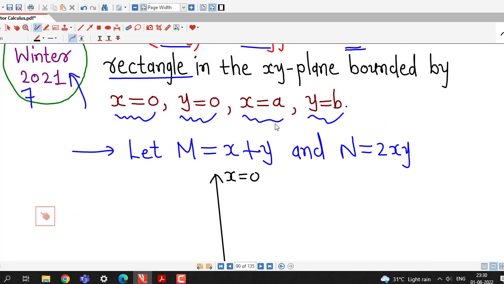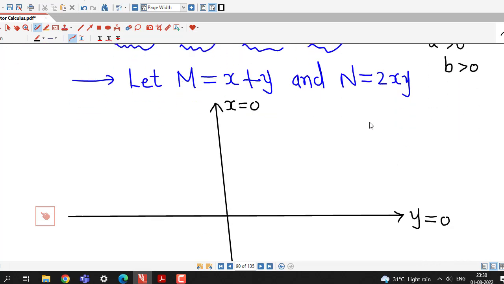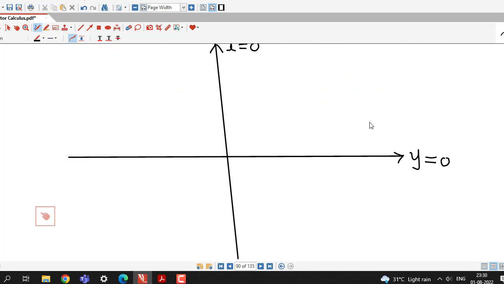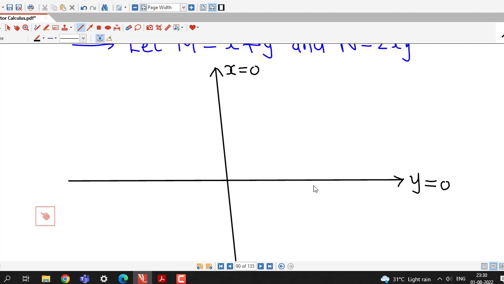Other two lines are x equal to a and y equal to b, and suppose we consider a and b as positive, then x equal to a means a line parallel to the y-axis. So here suppose this much distance is a, then this line will be x equal to a, a line parallel to the y-axis. So this is the line x equal to a.